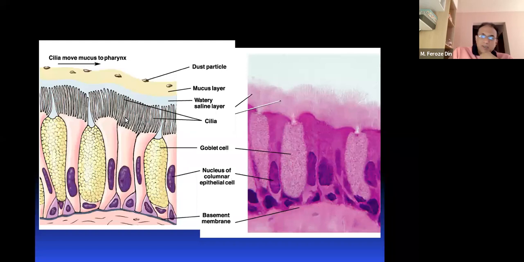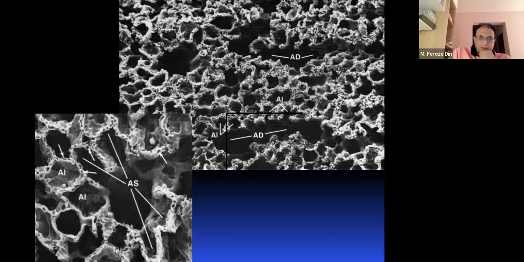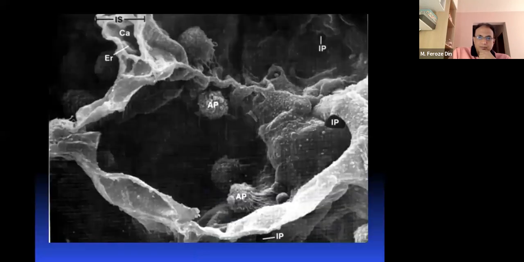In certain disease situations, the mucus may get stuck or the cilia may become less effective, and then we have difficulty in removing the mucus from the lungs. This is an electromicrograph picture of the network of alveoli in the lungs. This is one alveolus.